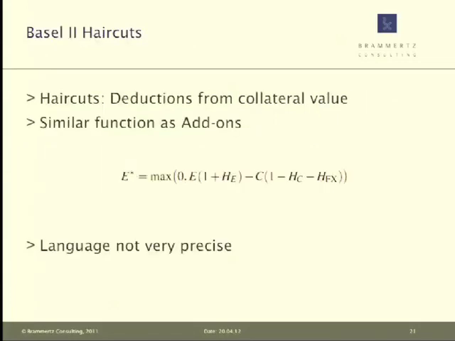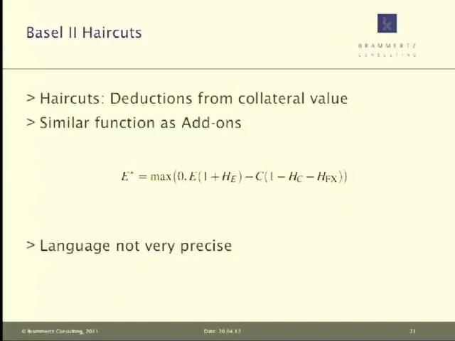And then the haircuts, I take here the Basel haircuts. You know, there can be different haircuts, but these are the ones given by the regulator. That's also the formula they ask for here. So it has a similar function to add-ons, but it applies to the collateral value.